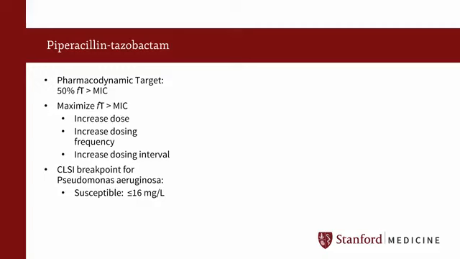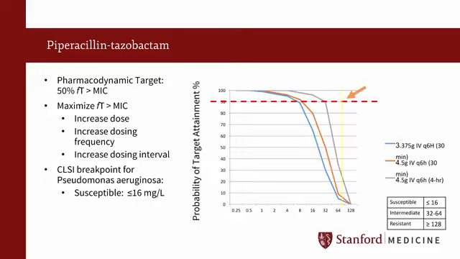If the MIC of the pathogen is 32 milligrams per liter, the piperacillin tazobactam regimen of 3.375 grams every 6 hours has approximately 30% chance of attaining the target goal, which is free drug above the MIC for 50% of the dosing interval. In order to meet the pharmacodynamic target for maximizing time above MIC, one may consider increasing the dose to 4.5 grams every 6 hours. However, the probability of target attainment is still only about 50%.